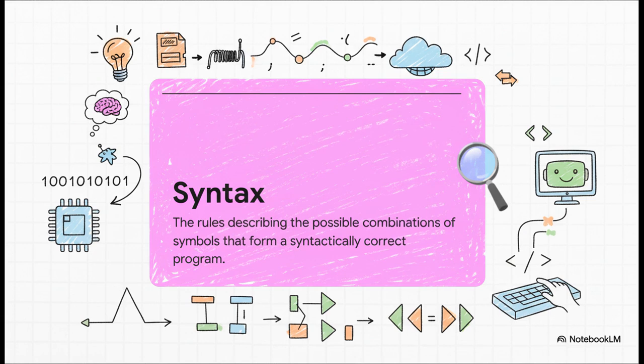Just like any language. The first, and maybe most obvious set of rules is called syntax. The easiest way to think about syntax is just grammar. It's a set of rules that tells you how to put your code sentences together so that they're formed correctly.